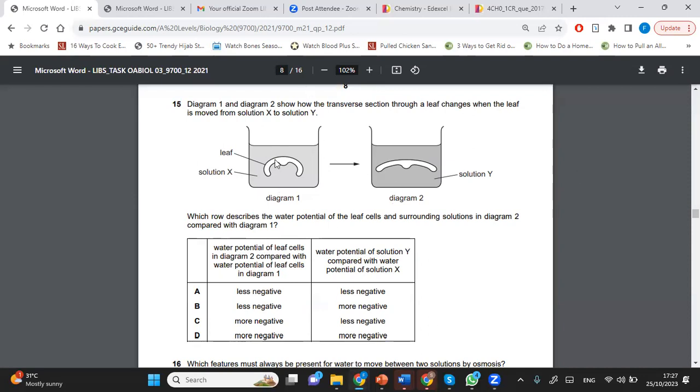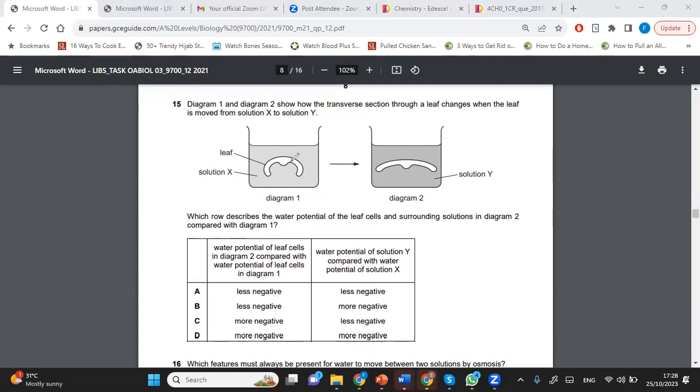If we take a look at diagram 1, you can see that the leaf has become curved. Now if you look at diagram 2, we can see that the leaf is actually quite straight, quite flattened. Over here, what has happened? The leaf has become flaccid. What does flaccid mean? Flaccid means that it's wilted.